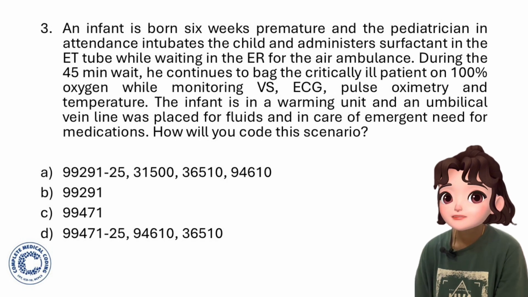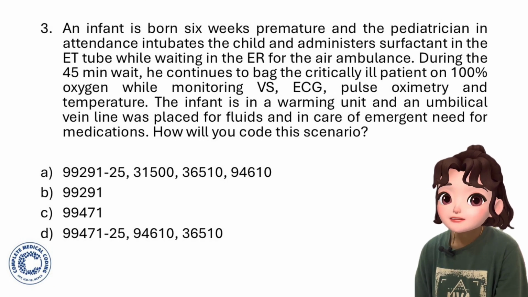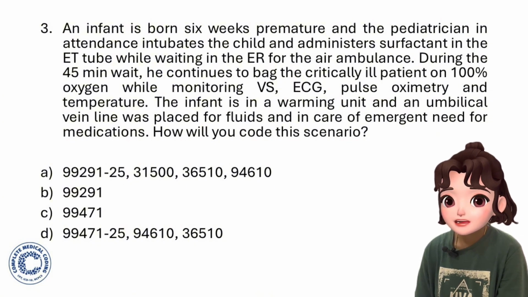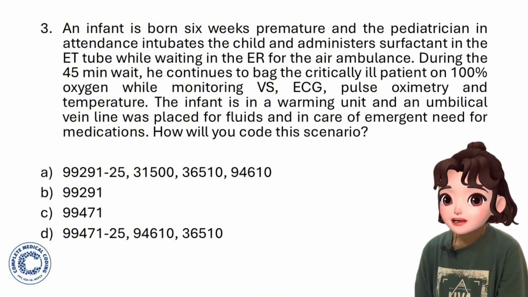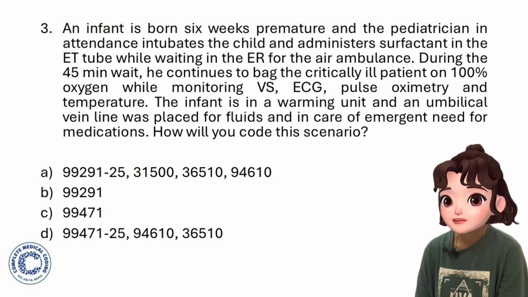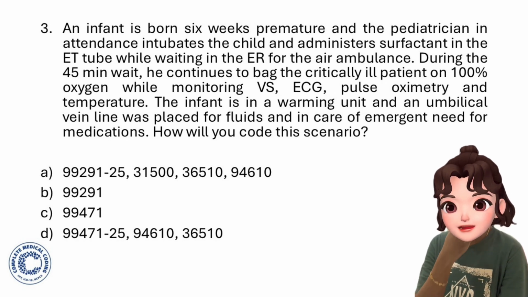Now the third question. An infant is born 6 weeks premature and the pediatrician in attendance intubates the child and administers surfactant in the ET tube while waiting in the emergency room for the air ambulance. During the 45 minutes wait, he continues to bag the critically ill patient on 100% oxygen while monitoring VS, ECG, pulse oximetry and temperature. The infant is in a warming unit and an umbilical vein line was placed for fluids and in case of emergent need for medications. How will you code this scenario?